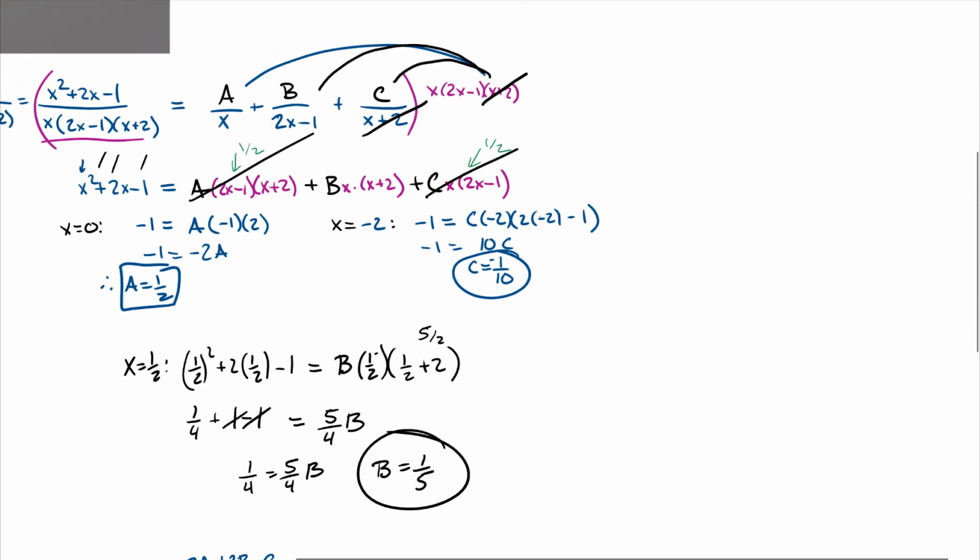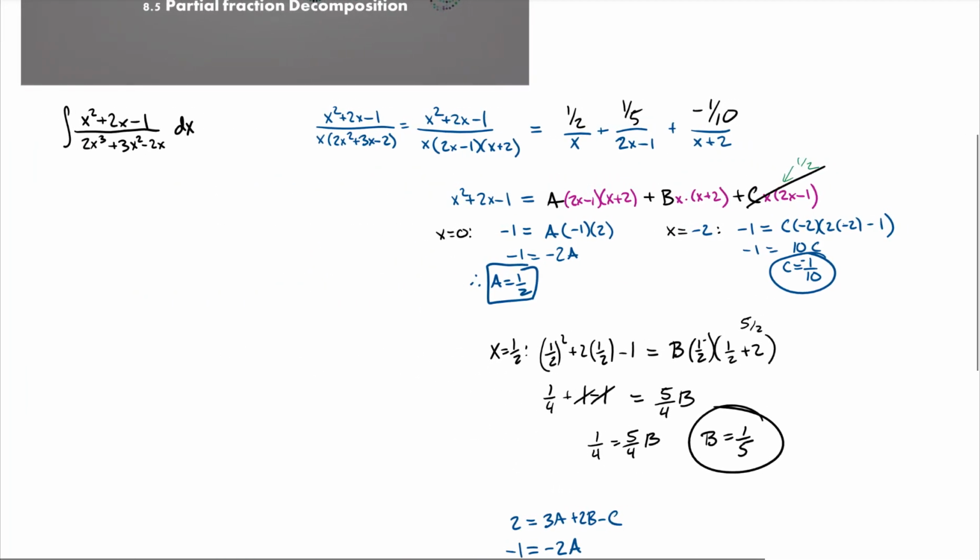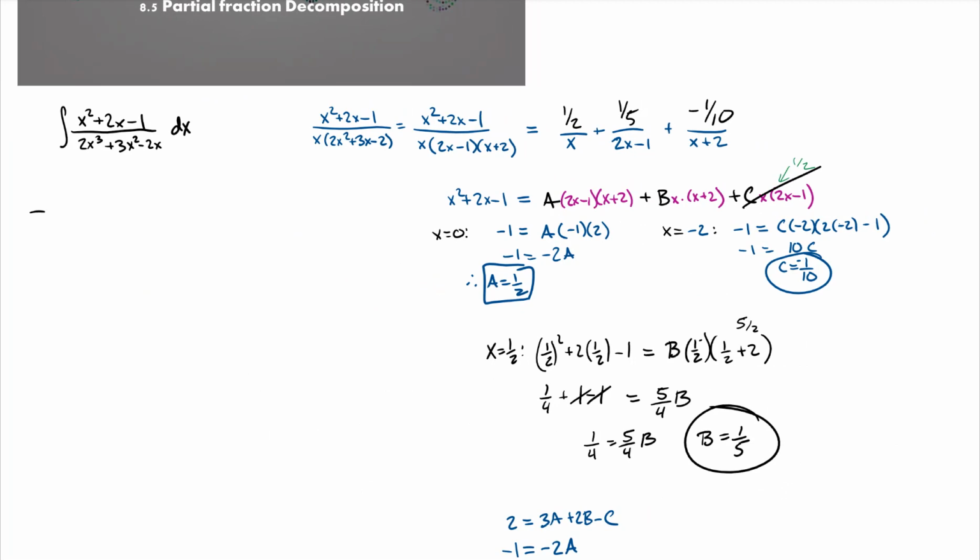Whoo! We did it! Oh my goodness. Algebra. That's all we did. We did algebra. We have not done calculus yet. So that's 1/2. That's 1/5. That's -1/10. Now we can begin doing the integral. So this is equal to 1/2 times 1 over x plus 1/5 times 1 over 2x minus 1 minus 1/10 times 1 over x plus 2.